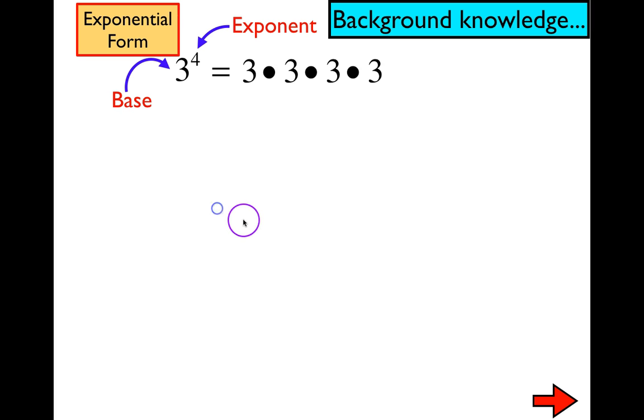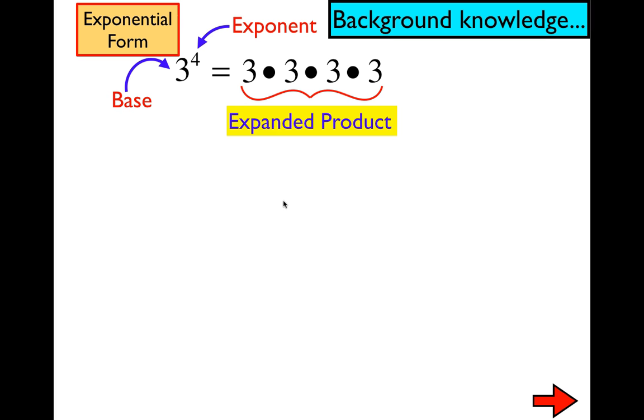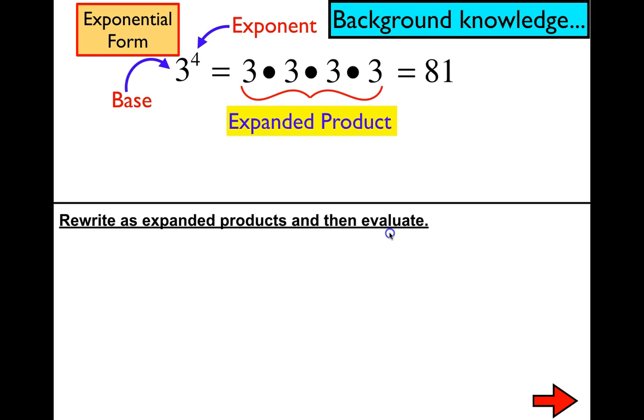So here, I would show it like this, where 3 is being repeated 4 times and we are multiplying in between every time. This is what you would call an expanded product. And here is what you would get once you evaluate. So if you multiply all out, you would get 81, and this is what you would do if they ask you to evaluate.